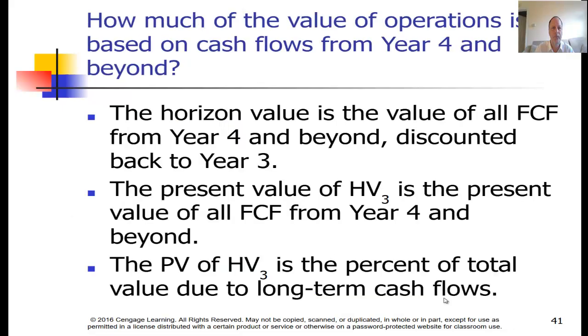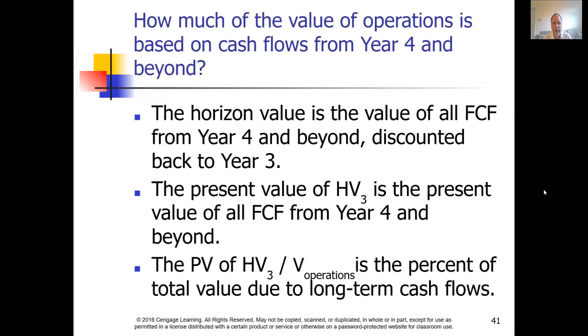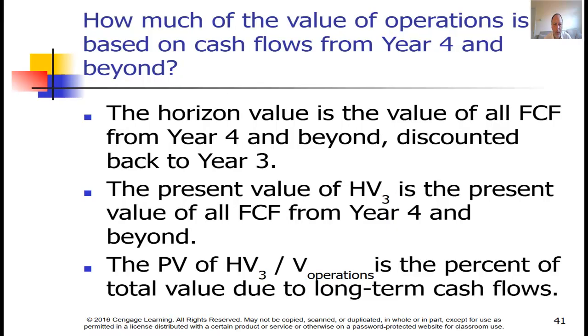There are 10 million shares outstanding, so the intrinsic stock price is $33.07. An interesting question to ask related to the volatility of stocks is how much of the value of operations is based on cash flows long term, or in our example, from year 4 and beyond. We showed that the horizon value is the value of all free cash flows from year 4 and beyond discounted back to year 3. Well, the present value of that horizon value is the present value of all free cash flows from year 4 and beyond today.